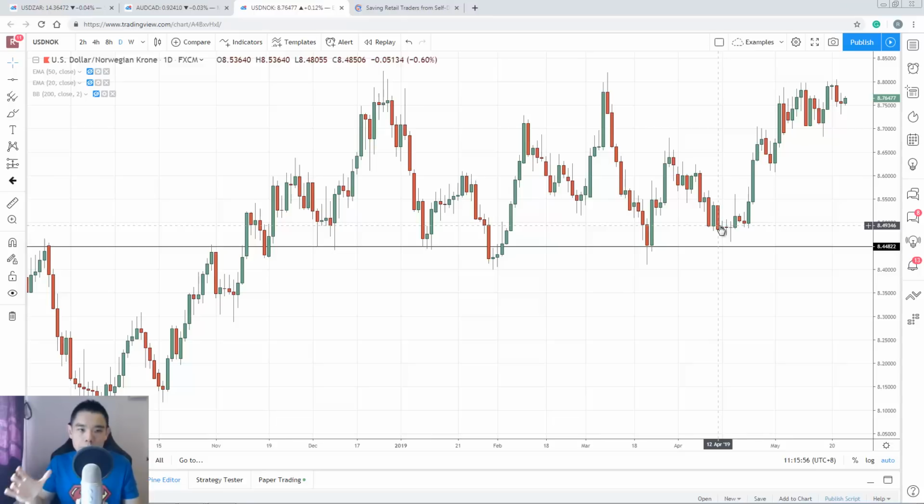There are a couple of ways to do it. Let me share with you the simplest approach. The simplest approach is where you trail your stop loss using the previous candle low. So since you're long, let's say you're long over here, what you do is that if the price breaks and closes below the previous candle low, you exit the trade.